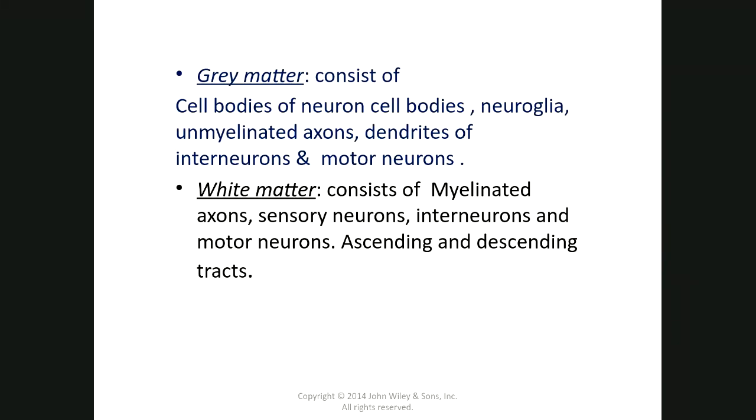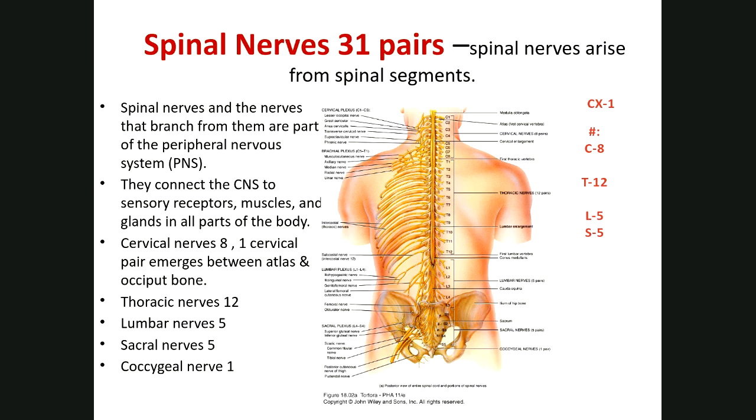So we discussed again the gray matter contains cell bodies of neurons, neuroglia, unmyelinated axons, dendrites, interneurons, and motor neurons, where the white matter consists of the myelinated axons of the ascending and descending tracts. So the spinal nerves, as they exit the spinal cord, there's 31 pairs of spinal nerves.